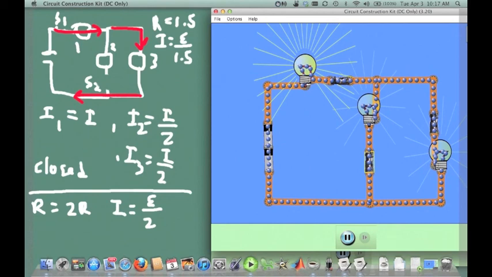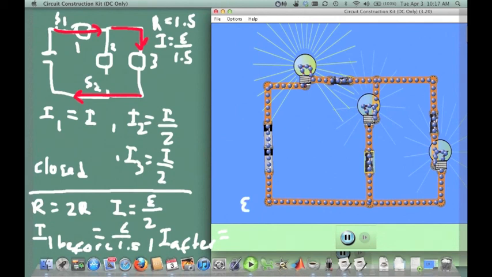Okay? So the current going through light bulb 1 before was epsilon divided by 1.5. After I open, it's going to be equal to epsilon divided by 2. Right? So it went down. So the brightness of light bulb 1 went down. So now that we understand that.